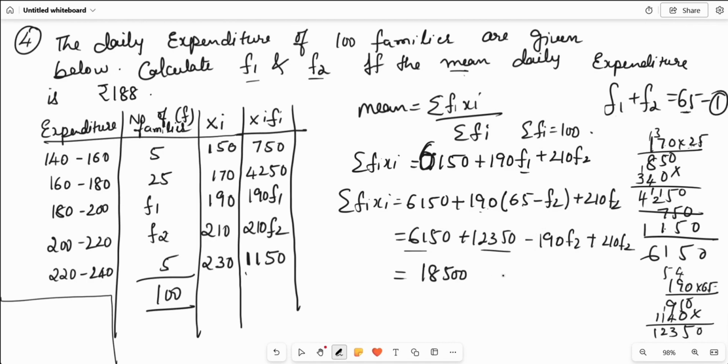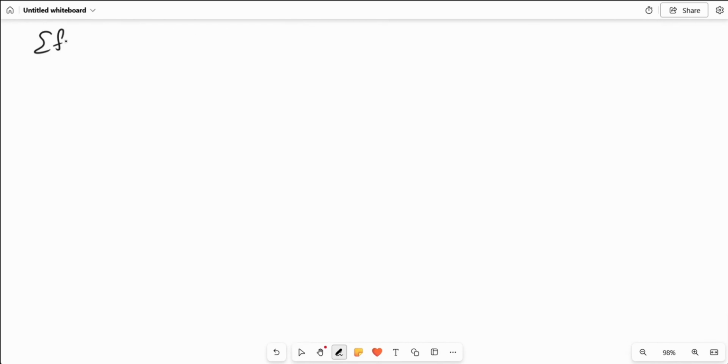18,500. Okay. And here, listen here, F2, same variable, no? Just the coefficient, you do the subtraction. 210 minus 190, it is 20. So plus 220 into F. This is sigma Fi into Xi. Now substitute that into the mean, you will get the F2. Sigma Fi into Xi is equal to 18,500 plus 20 F2.